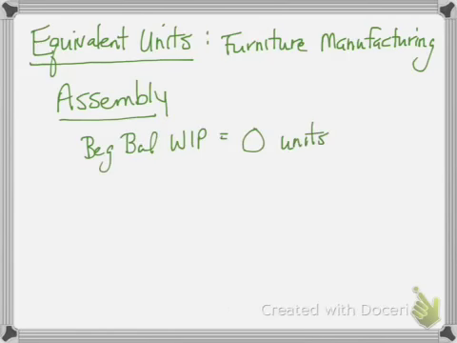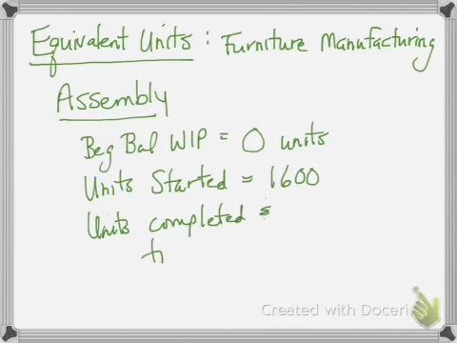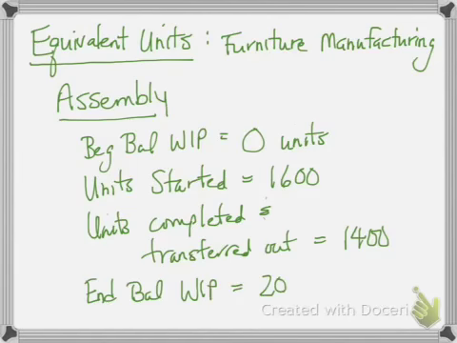So in assembly, they're going to give us some information. We've got no beginning balance of work in process, so 0 units. During the month, we started 1,600 units. We completed and transferred out 1,400 units, and the ending balance of work in process is 200 units, and they're 70% complete. We're going to translate that into some of the terminology that is used in the lesson.